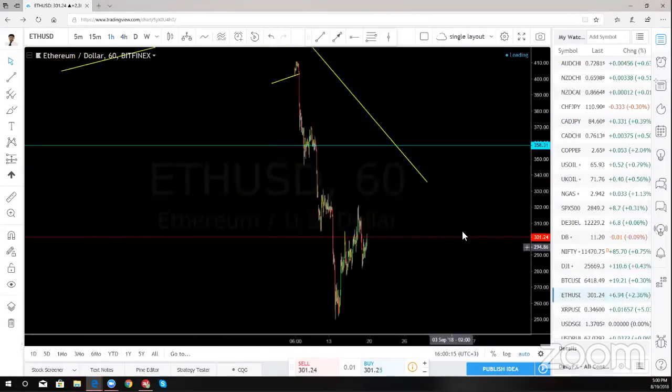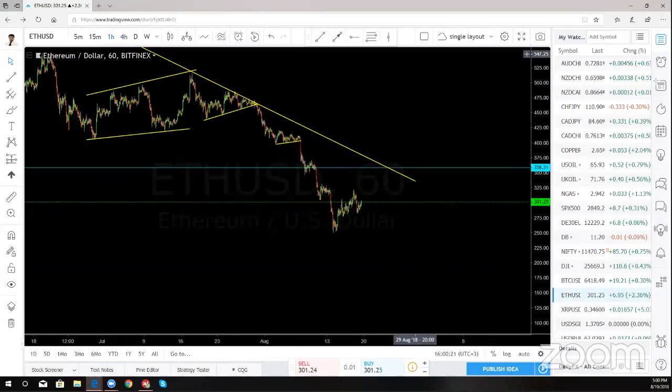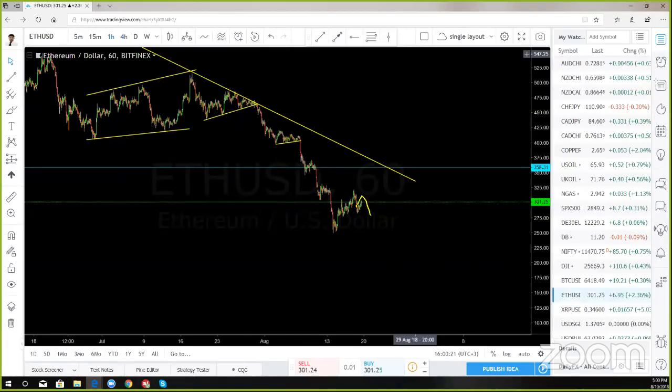Ethereum, same thing. I think this is not going to go down very much. It's just going to consolidate and then go up, right? So I don't think it's going to go down very much, but you can see a consolidation might happen here, and then you can probably get the upside, right?